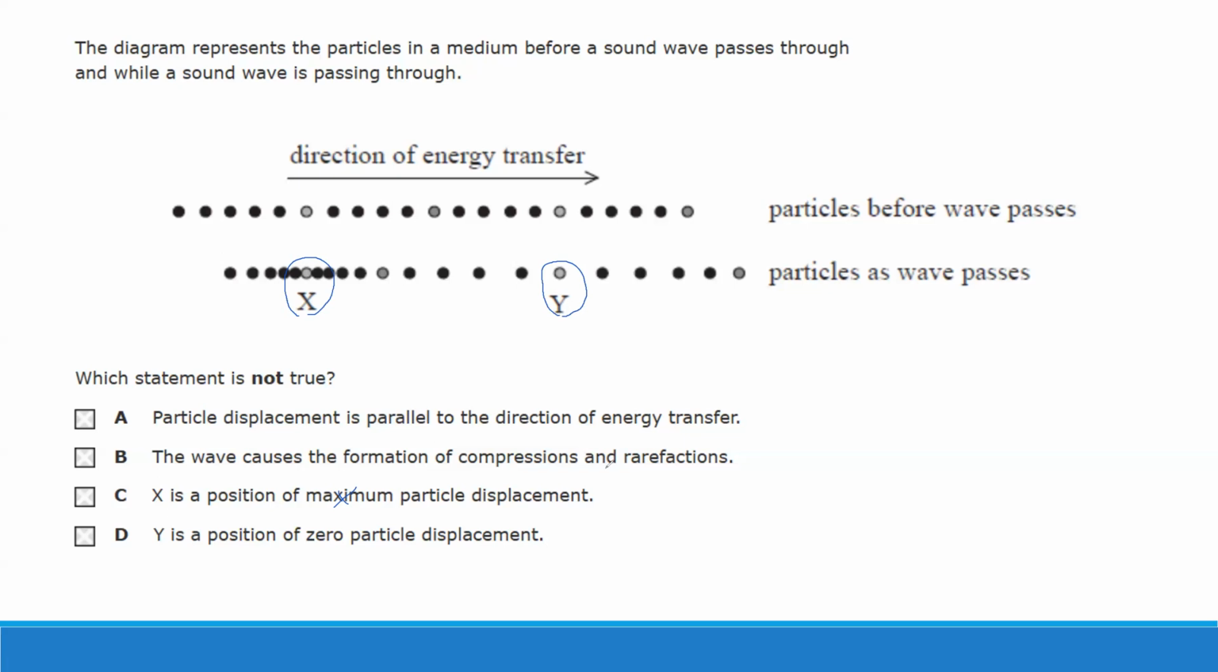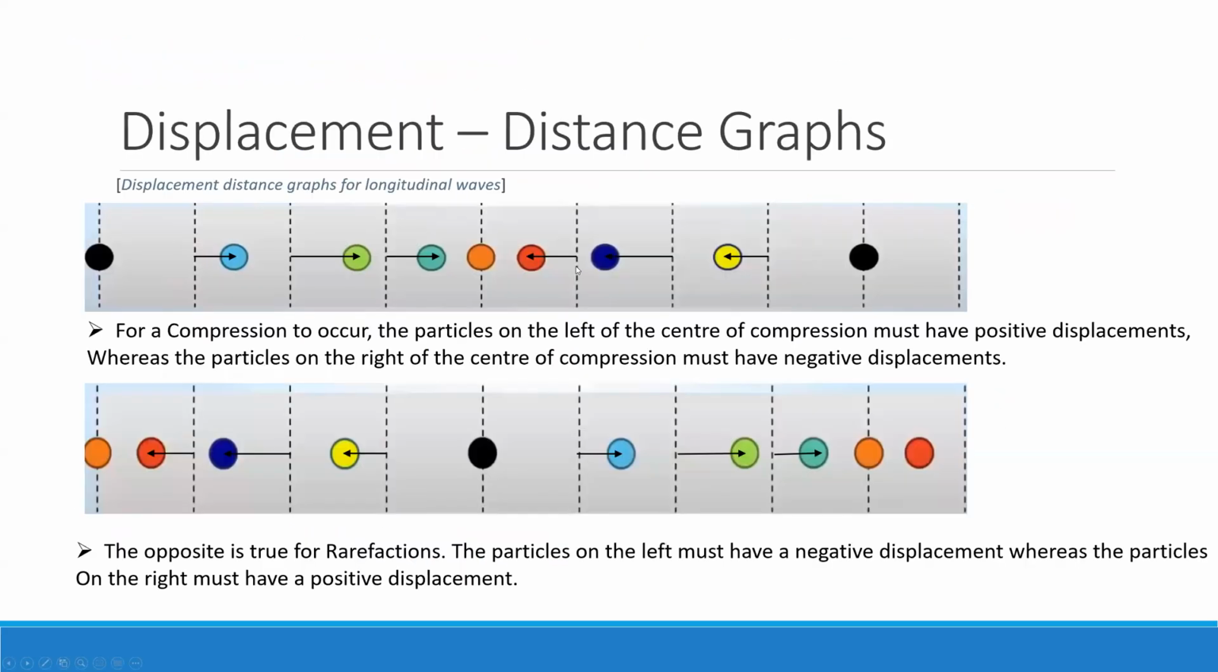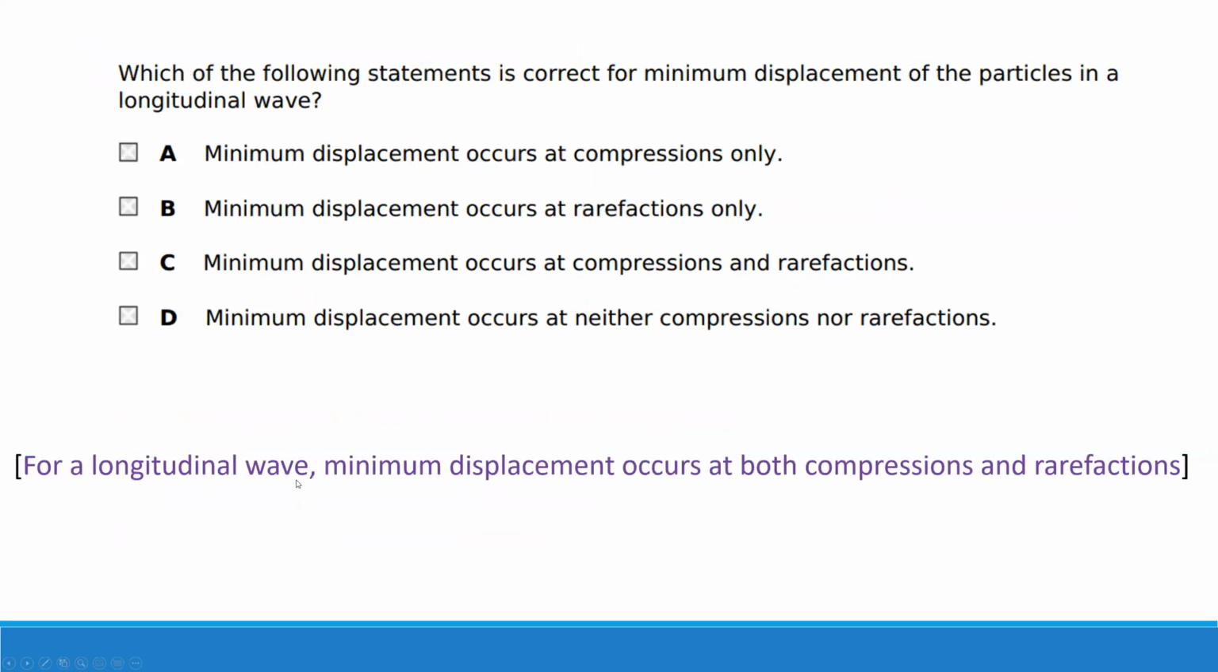Sir, what they're saying here is that X is the point of compression, and that's why it has minimum. They're not saying, they're showing. You could see it. That's what you're going to look at and notice. Yeah, good. And at Y, would it be minimum or maximum? Well, Y is the center of rarefaction, right? So it'll also be minimum. And that's what we discussed literally on this slide. So for a longitudinal wave, the minimum displacement occurs at both compressions and rarefactions.